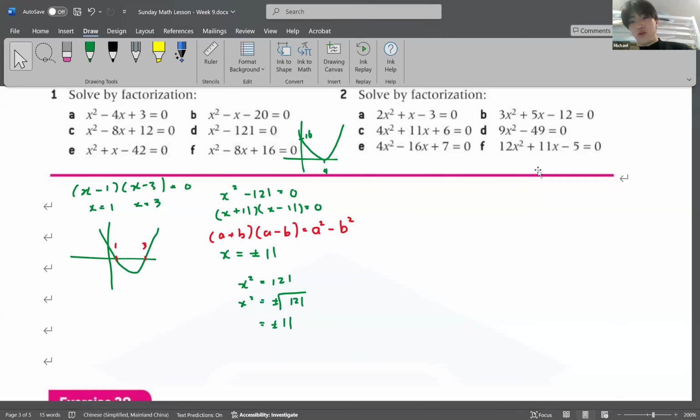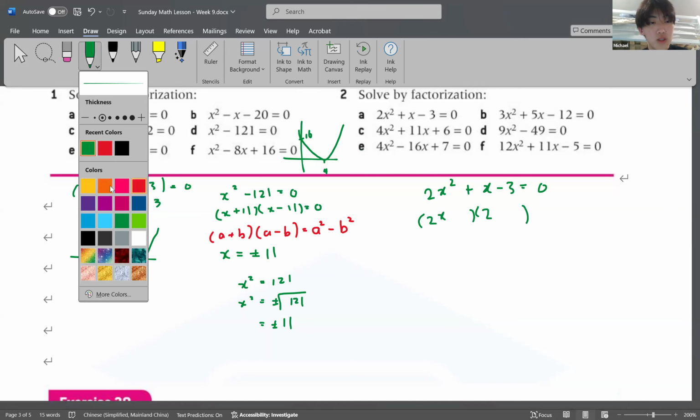Let's see if there's an example. Okay, let's try to do A. So you've got 2x squared plus x minus 3. Rather than having x and x, what you have right now is a 2x and x. That's the only way you get 2x, assuming you don't have decimals. If the question asks you to factorize, it's probably never going to have decimals. 2x and x.